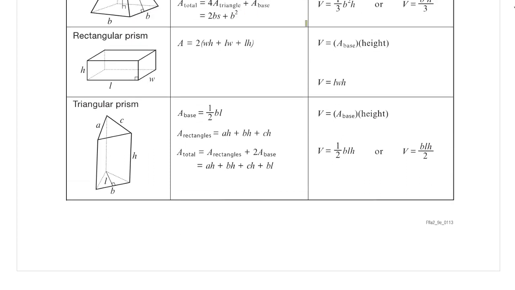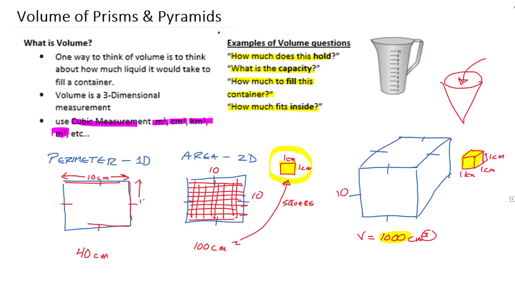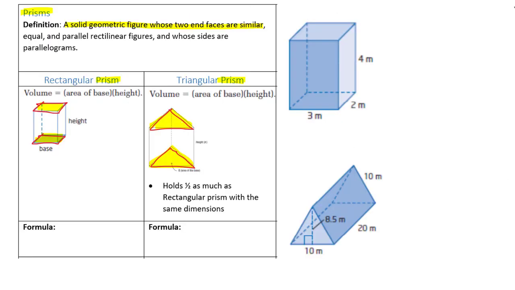Now, notice how it gives you two formulas. It says volume equals the area of the base times the height, or volume equals length times width times height. These are the same formula. There aren't different formulas. It's the same formula. So let's explain, well, what does that mean? I'm going to go back to my diagram here.